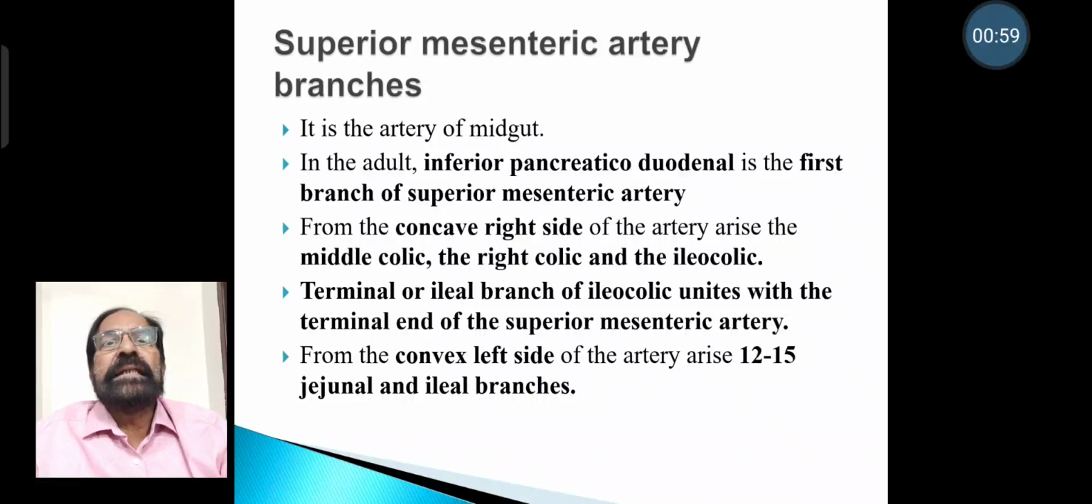Branches. It is the artery of midgut. In the adult, the inferior pancreaticoduodenal is the first branch of superior mesenteric artery. From the concave right side, the arteries that arise are the middle colic, right colic and ileocolic. Terminal and ileal branches of the ileocolic unite with terminal end of the superior mesenteric artery. From the convex side or the left side of the artery arise 12 to 15 jejunal and ileal branches.